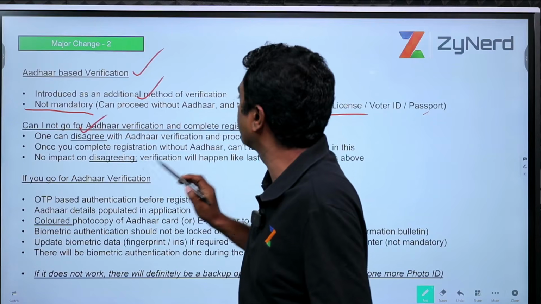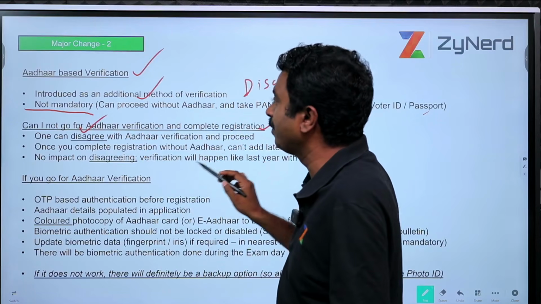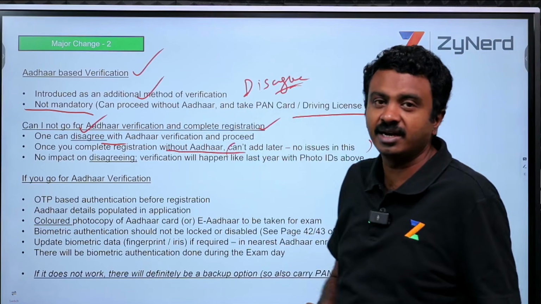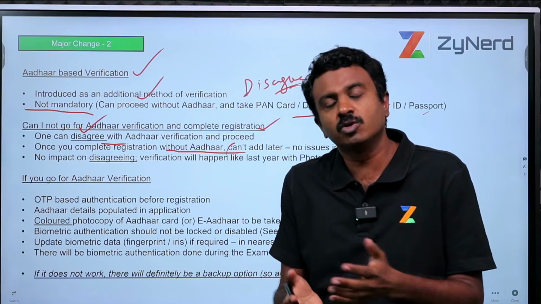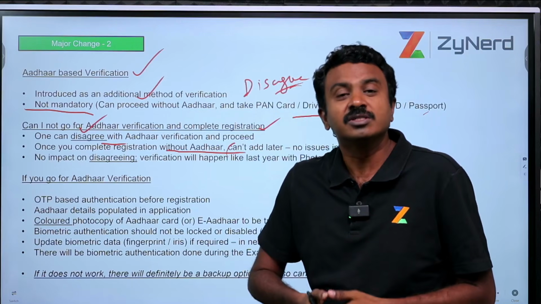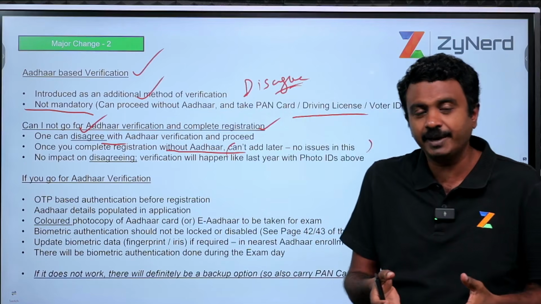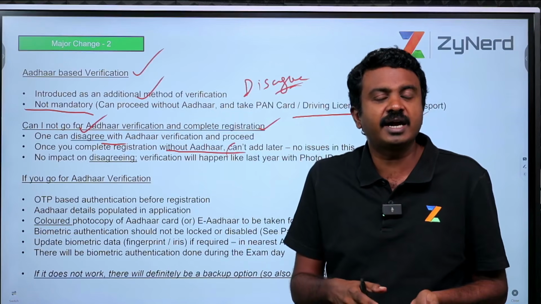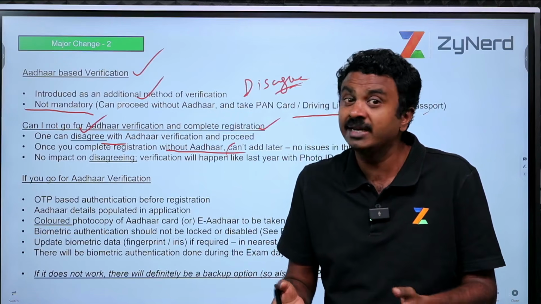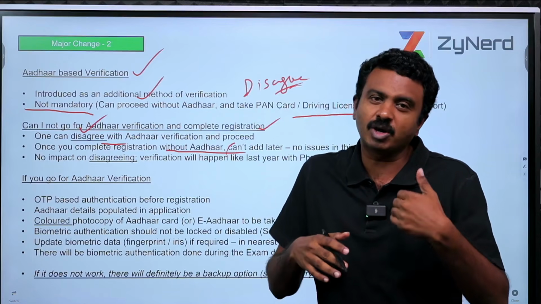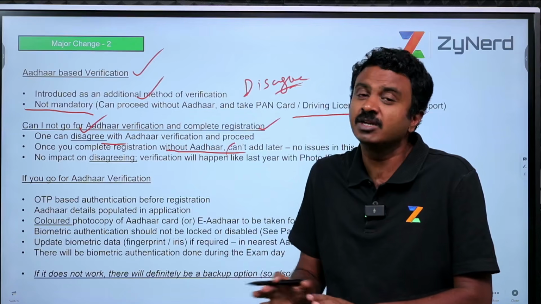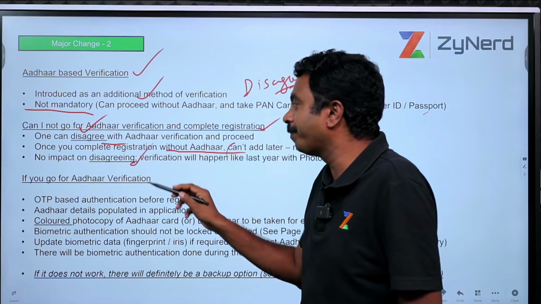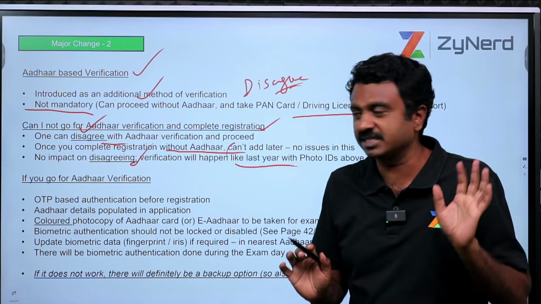Can I not go for Aadhaar verification? Again, yes, you can complete registration, you can disagree without Aadhaar. If you disagree, you can't add later. It is not required anyways, so you can't add later is not an issue. Some candidates are coming up with saying I said disagree and went ahead, now I want to add Aadhaar verification. We don't know why you want to add, but that is not required and not possible at all. You don't need to worry about that anyways. No difference between somebody who has added Aadhaar and who has not added Aadhaar. No impact on disagreeing. Verification will happen like last year with photos.